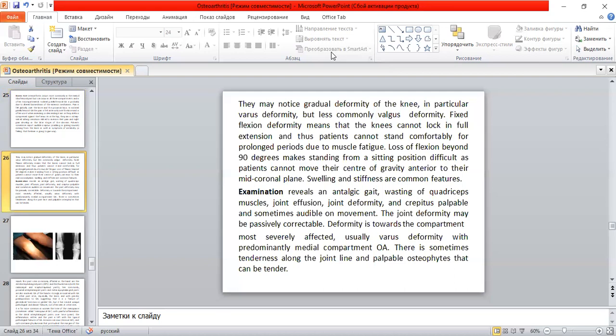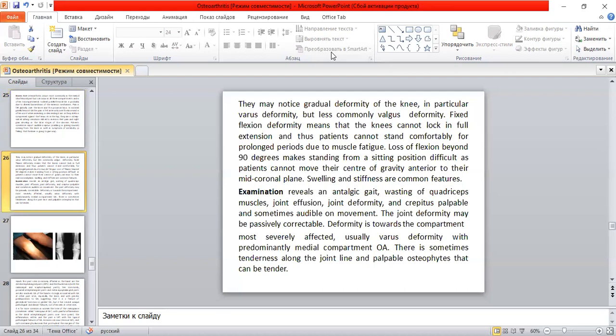Loss of flexion beyond 90 degrees makes standing from a sitting position difficult, as patients cannot move the center of gravity anterior to the mid-coronal plane. Swelling and stiffness are common features.